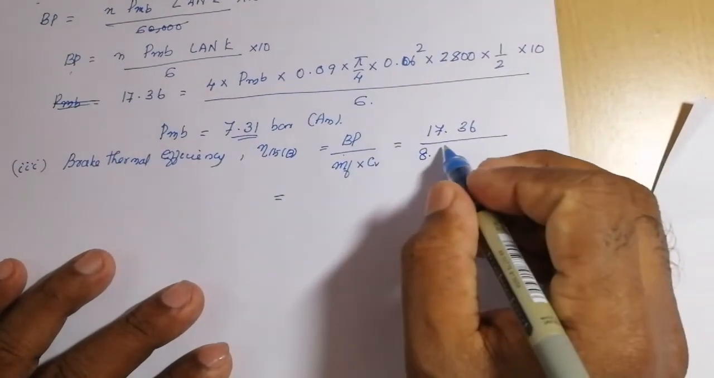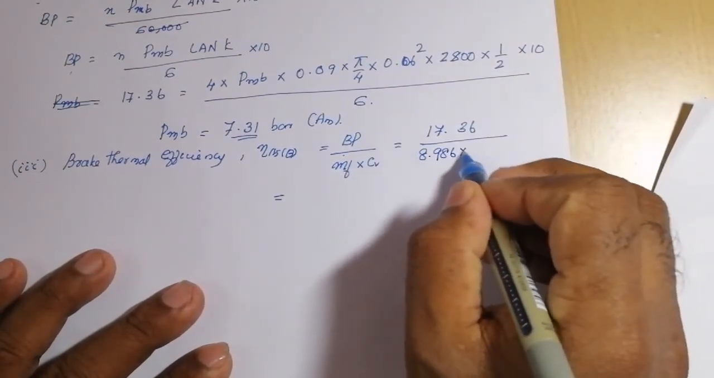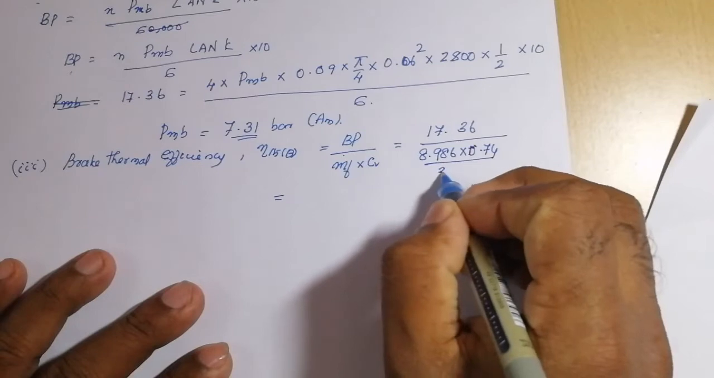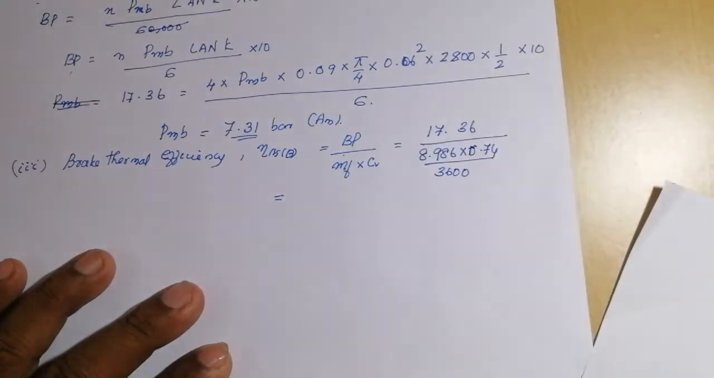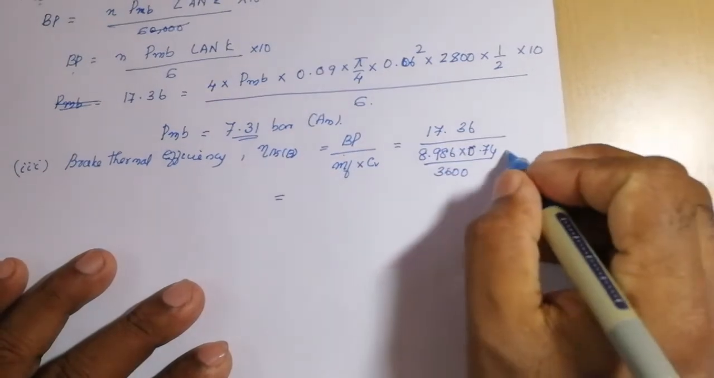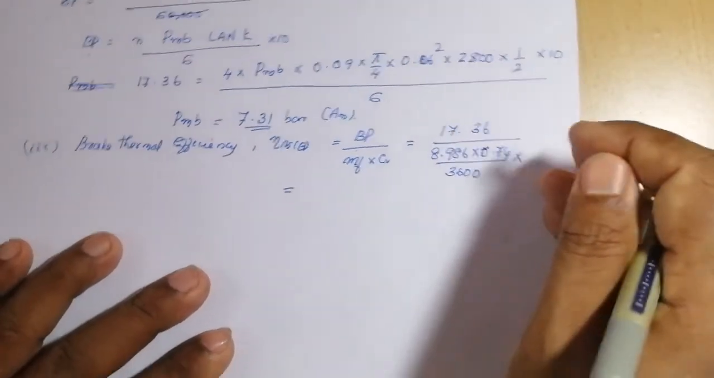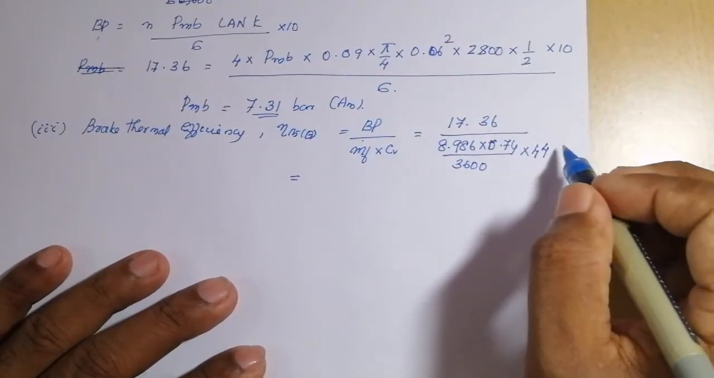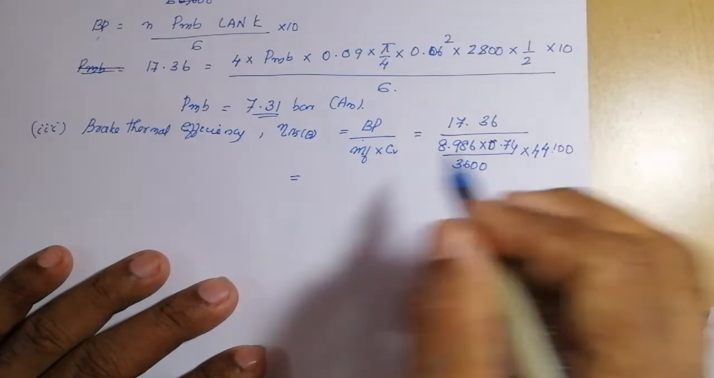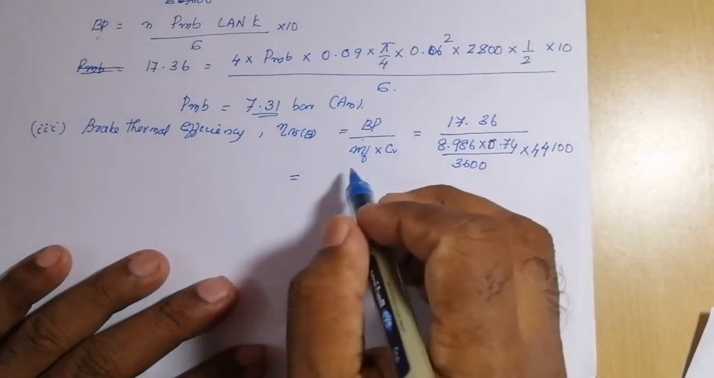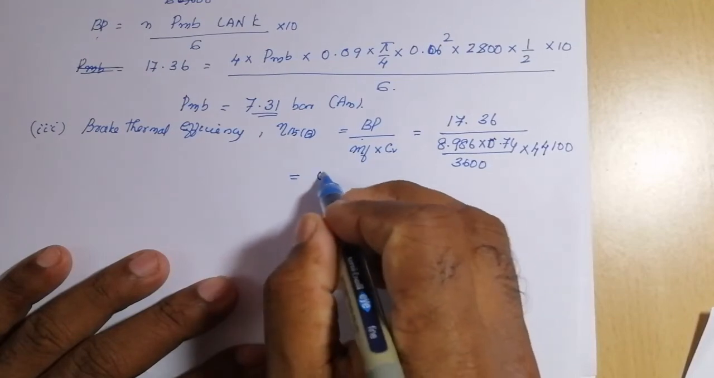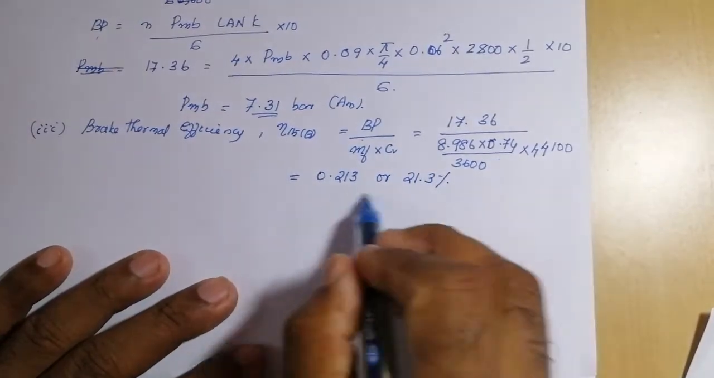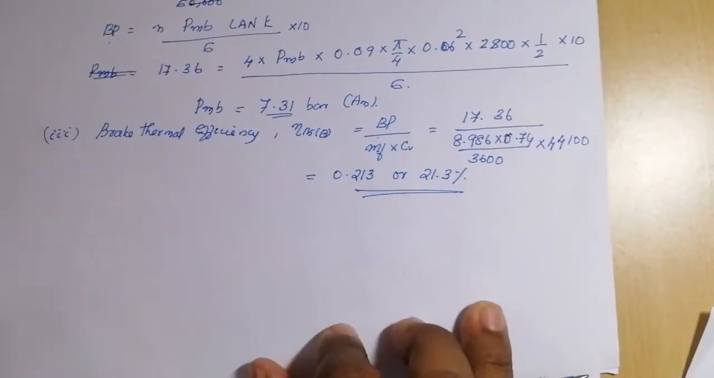So 8.986 into 7.74 divided by 36,000, then that value gets converted to kilogram per second. Then the calorific value of the fuel is 44,100. So on calculating, I got the brake thermal efficiency as 0.213 or 21.3%. The brake thermal efficiency is calculated.